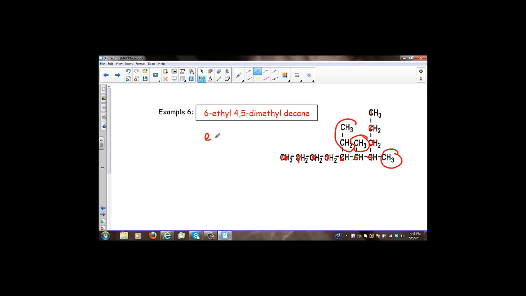So E comes before M, because we don't add the dimethyl till afterwards.